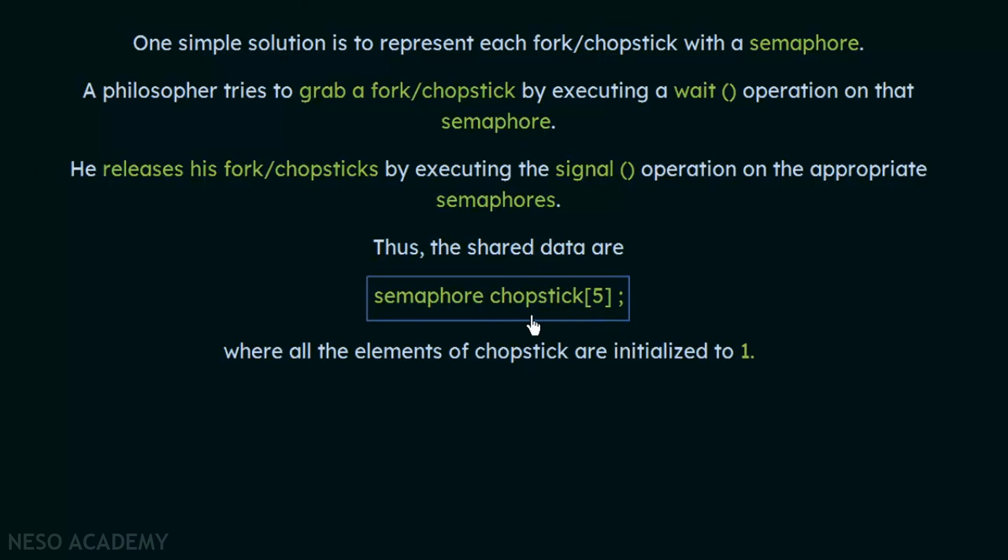Chopstick 5 actually means it's an array of chopsticks that we are having. Chopstick 1, 2, 3, 4 and 5. And each of these chopsticks can have 2 values, either 0 or 1. So initially all the elements of the chopsticks are initialized to 1.